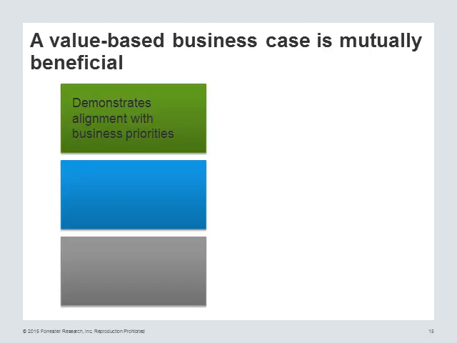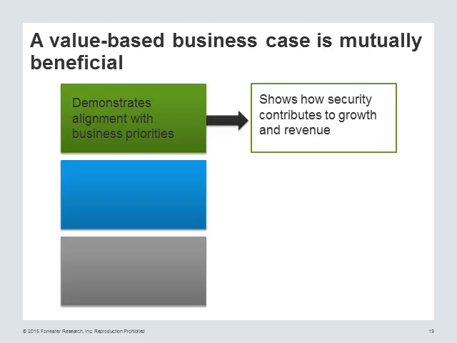We demonstrate alignment with business priorities. So here we want to show that security understands what direction this ship is trying to sail in, and we point out how and where we can help the ship sail in that direction. And when we do this, we show how security contributes to growth as well as revenue for the organization.